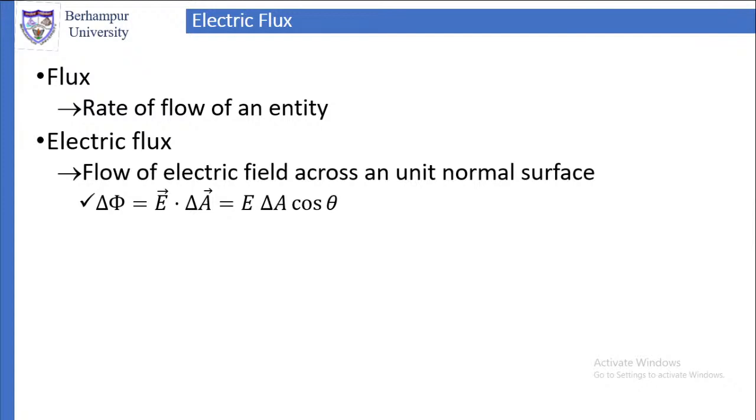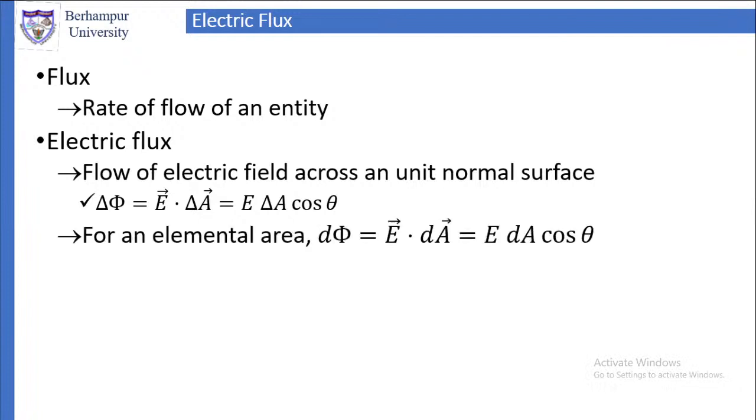The electric field crossing the area normally, the normal component of electric field with respect to area, is E dot A. The scalar product of E with A, or the dot product of E with A, gives us the normal component of electric field crossing the area delta A. Therefore, delta phi is equal to E dot delta A.